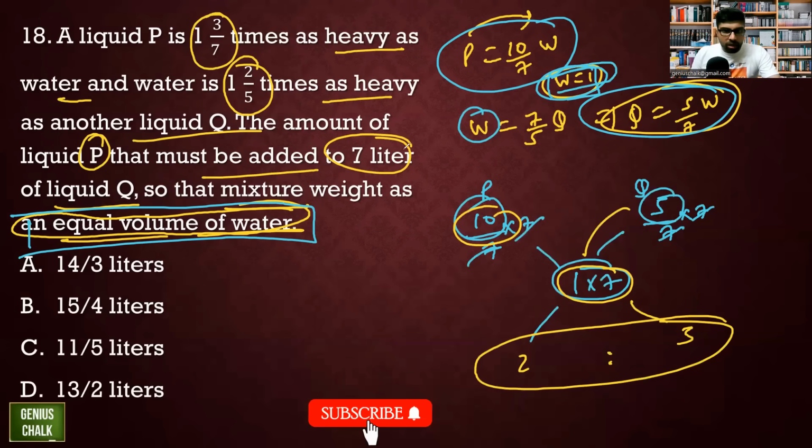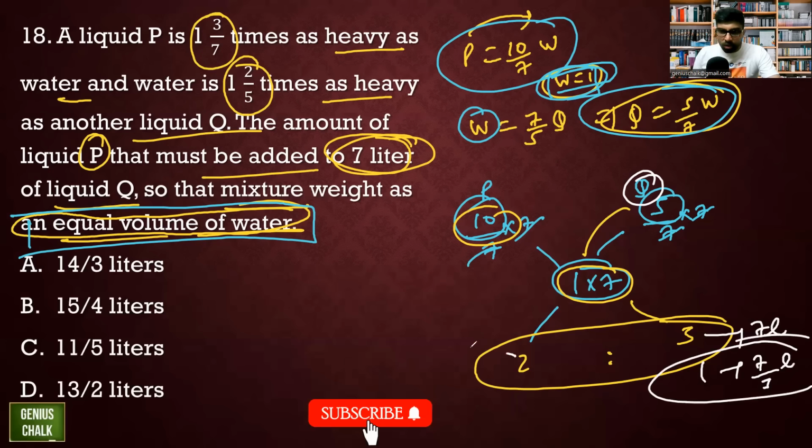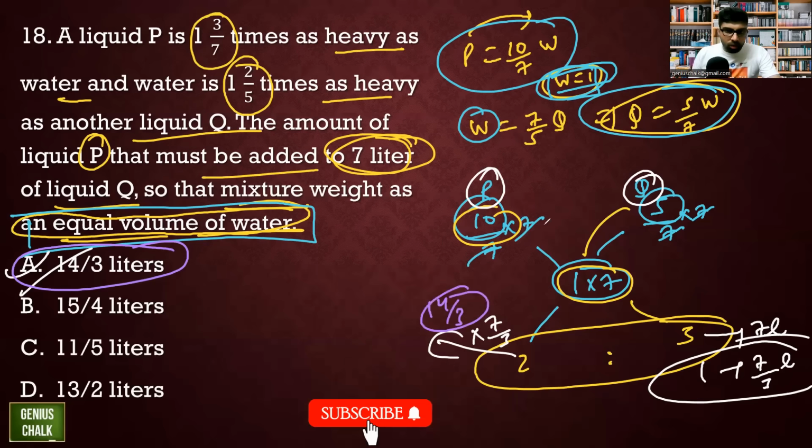Now it is given that Q is how much? Q is actually given as 7 liters. 3 value is 7 liter, 1 value is 7/3 liter. The 2 value is asked, this P value is asked. So P will be 2 into 7/3, that is 14/3. A option has to be my answer, 14/3. Right? A very good question.